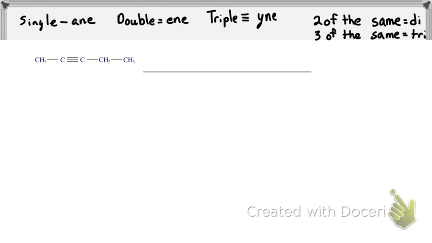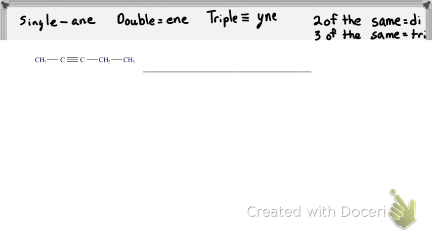Alright, today we're going to talk about naming double and triple bonded molecules. So you already know that a single bonded molecule ends in the word -ane. You have all the prefixes in your notes. The prefixes are meth, eth, prop, but, pent, hex, hept, oct, non, dec, right? So a 10 carbon chain all in a row is a decane.